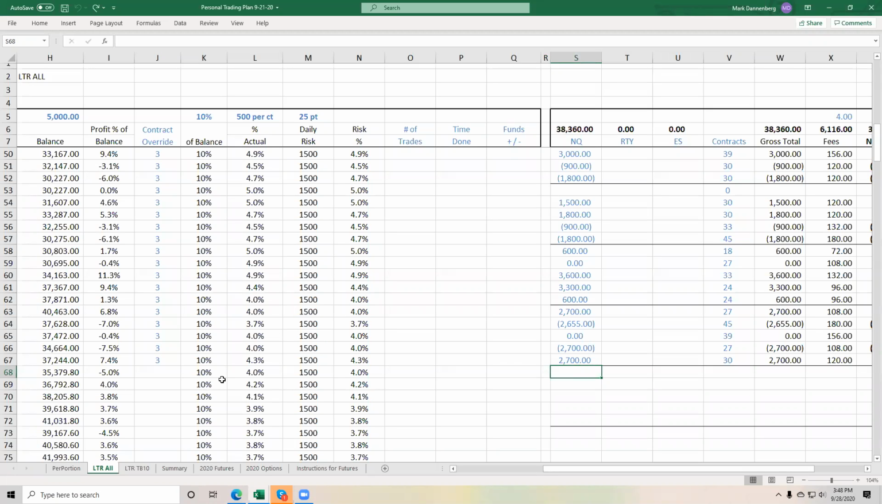Now each point on the NASDAQ 100 is worth $20. So 50 times 20, so we're down $1,000, and we're trading 3 contracts. I'll explain more about contracts here in just a minute. So we put in a minus $3,000.